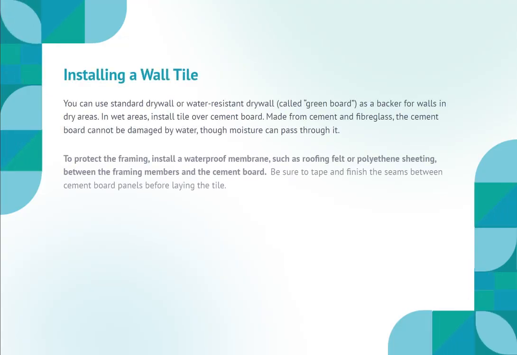You can use standard drywall or water-resistant drywall, called green board, as a backup for walls in dry areas. In wet areas, install tile over cement board. Made from cement and fiberglass, the cement board cannot be damaged by water, though moisture can pass through it. To protect the framing, install a waterproof membrane, such as roofing felt or polyethylene sheeting, between the framing members and the cement board. Be sure to tape and finish the seams between cement board panels before laying the tile.